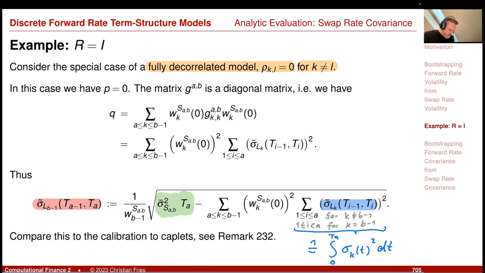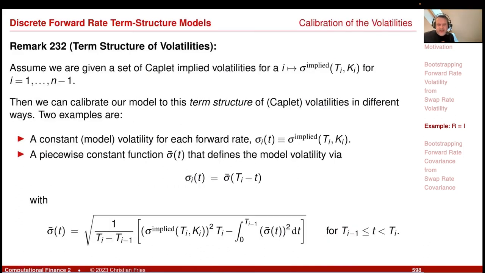This was remark 232. Maybe you remember this. We were asking the question, how can we choose the sigma function to calibrate caplets? And we were using a piecewise constant sigma function, in the sense that we had the time homogeneous volatility function. In that case, we could choose the sigma for this time interval, which corresponds to the caplet, for Li minus one. So from Ti minus one to Ti, we could choose it by taking the full integrated variance that should be used for that caplet minus the one that we already had from the previous calibration steps. So very similar formula.